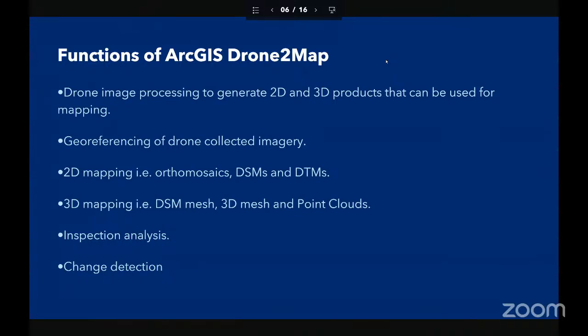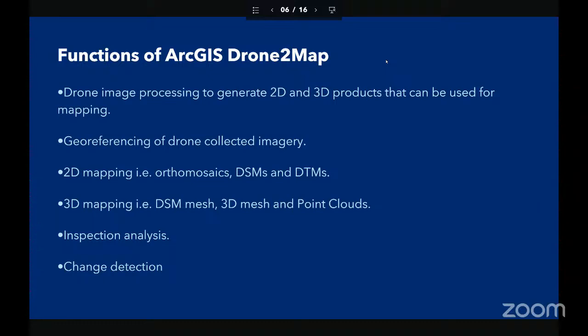The functions that ArcGIS Drone2Map can do: it permits image processing, as I think some of you who have worked with drone data know, you can process that data inside ArcGIS Drone2Map and generate 2D and 3D products that can facilitate other analysis. ArcGIS Drone2Map also permits georeferencing of drone images. That is basically giving those images world coordinates that permit them to be located on the ground.